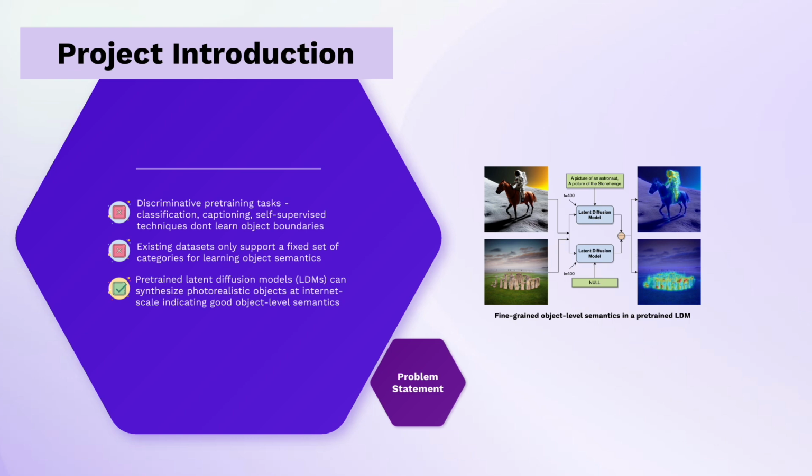To begin with, some of the discriminative pretraining tasks, such as image classification or captioning, learn only the most discriminative regions of an image, such as the face of a Mickey Mouse, instead of all the pixels of the Mickey Mouse. Moreover, the current datasets have a fixed set of categories, limiting generalization to novel objects from the internet.